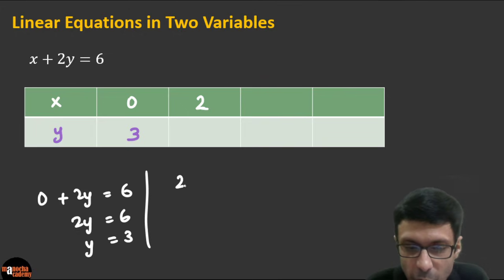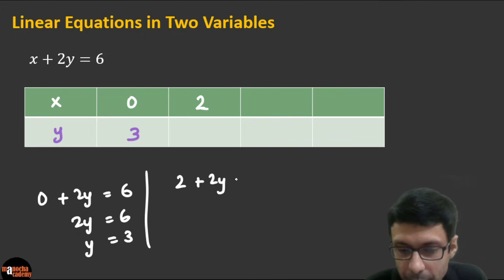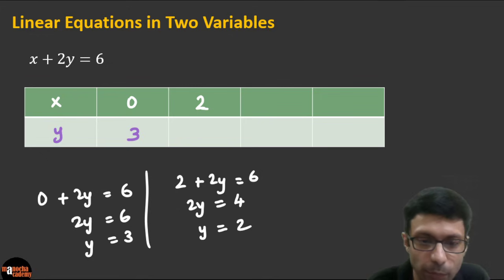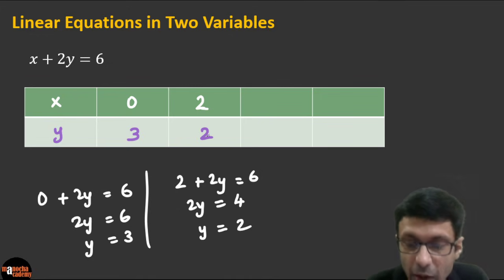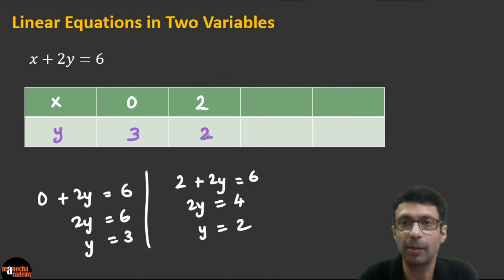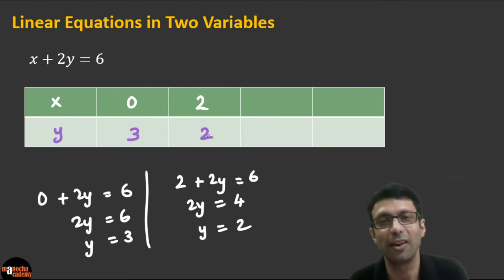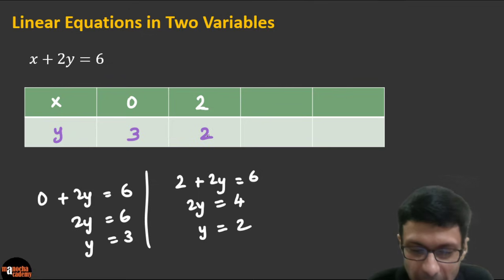Let's substitute: 2 plus 2y equals 6. So 2y is equal to 4, that is 6 minus 2. So we're getting y equal to 2. Let's put that in our table here. Guys, can you see? We are making a table of values of x and y. Why are we making this table? So that we can plot it on our graph paper, because we are going to be looking at linear equations in 2 variables and plotting them on graph paper. We are coming to that.